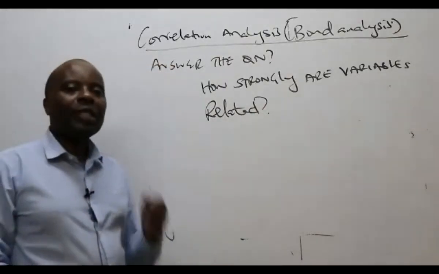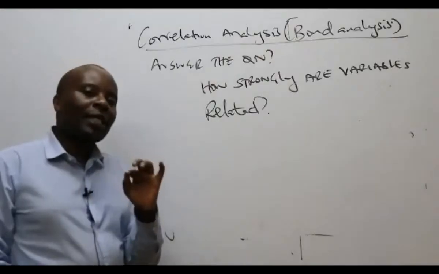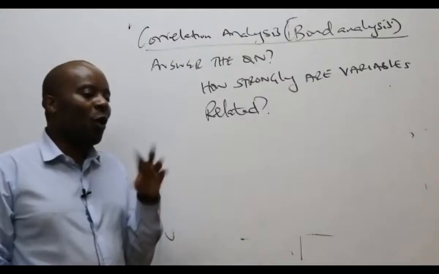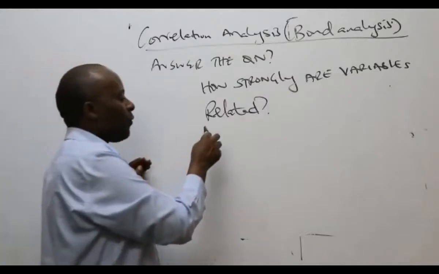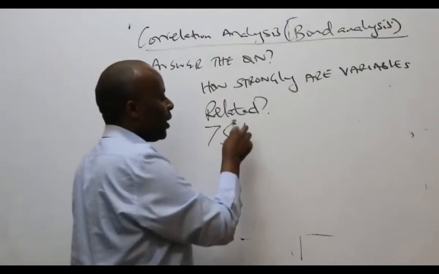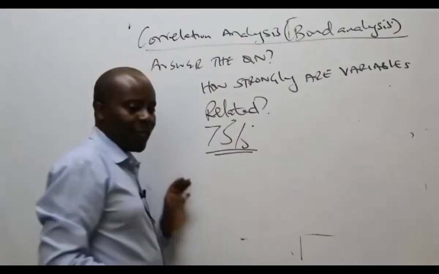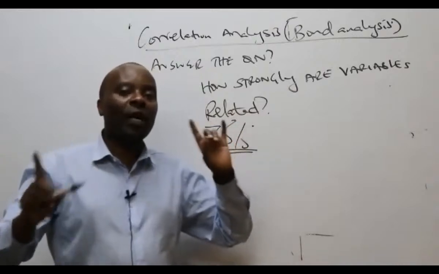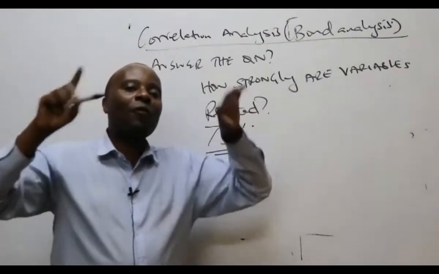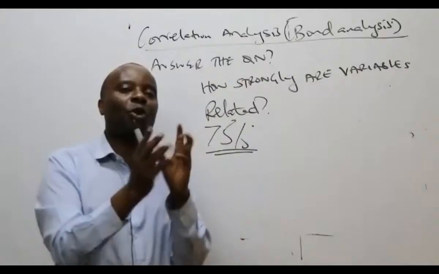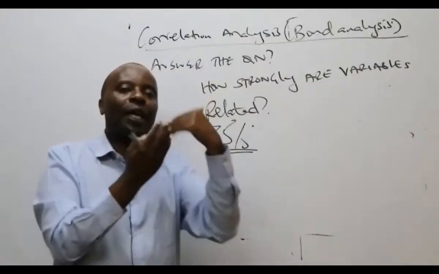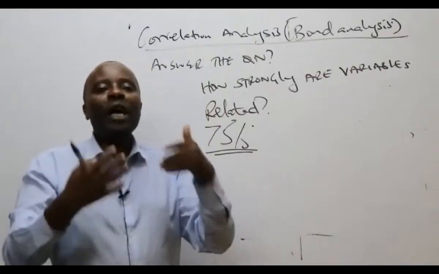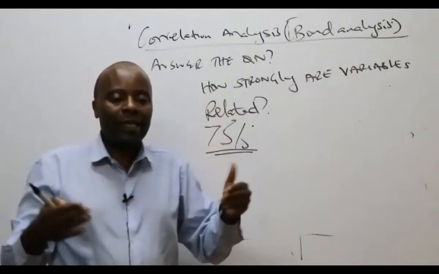And we shall see that for variables that are related in a very strong way, their correlation coefficient should be what here, somebody? More than 75%. Anytime you have two variables, x and y, with a correlation coefficient between them of at least 75%, then we say that those two variables are strongly related.